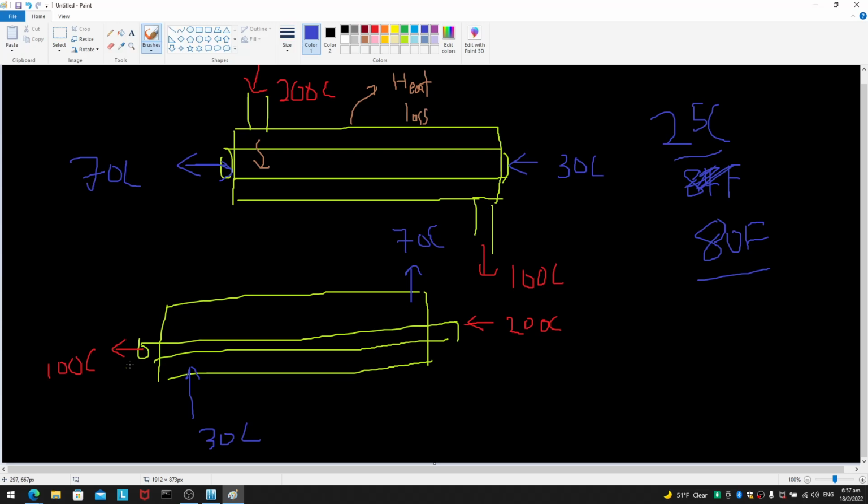What happens now? Okay, this hot fluid will have no choice but to lose heat to the cold fluid, which is what we want. Of course, this cold fluid will lose heat to the environment. We may or may not want that. But you see, this surface here will be at a much lower temperature, and the heat loss will be significantly reduced. Okay.